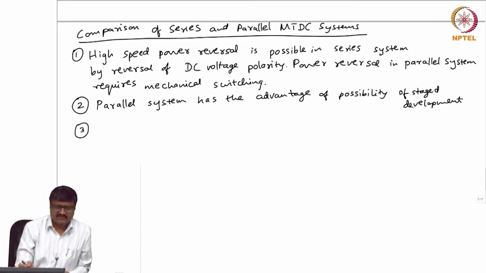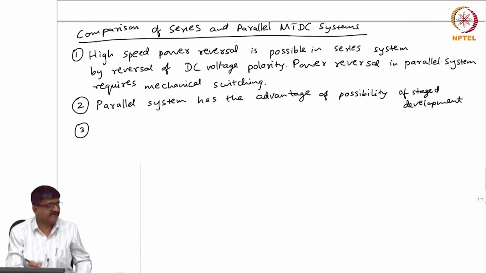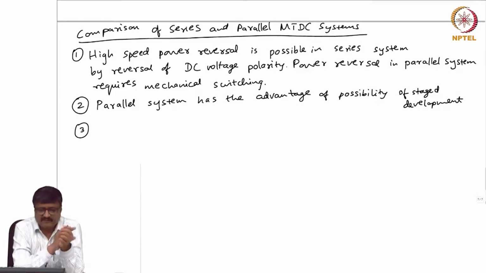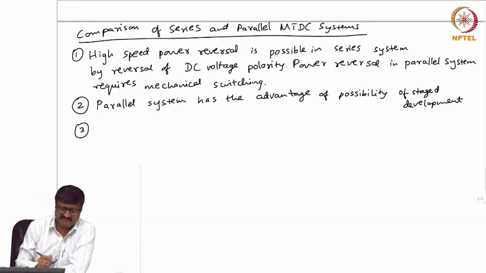So, it seems that we prefer parallel, whether it is DC or AC, because of some advantages which will outweigh the disadvantages. The only advantage of series is high speed power reversal in the case of MTDC systems. We will see that in all the other aspects, parallel is actually better.